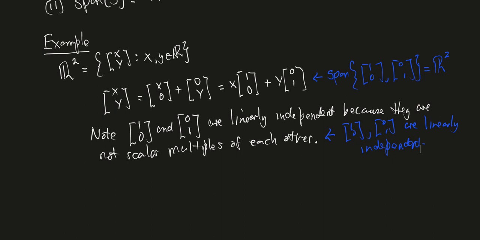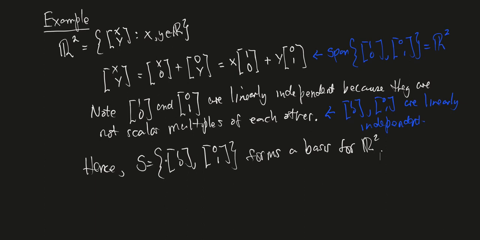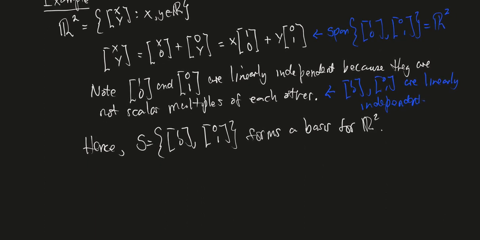So hence, if I write this set, 1, 0 and 0, 1, this set forms a basis for R2. All right. So now this is kind of the algebraic way. Now since R2 is very easy to visualize, it's just our xy plane or Cartesian plane, let's just actually look at these two vectors.